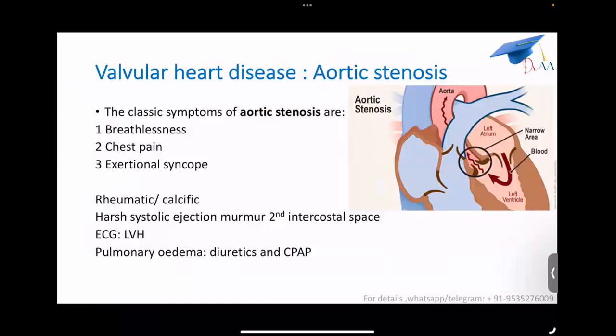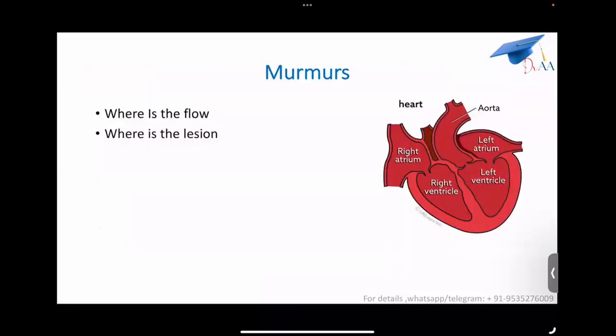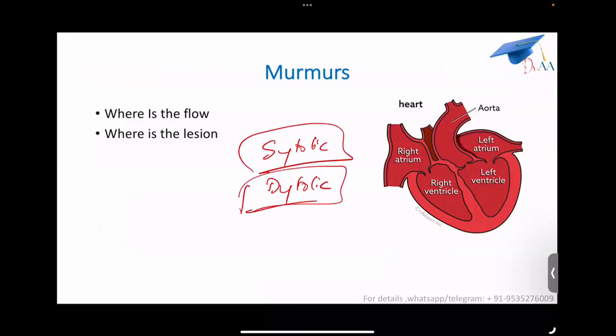So we'll just talk about murmurs and we'll stop the class. Valvular heart diseases will continue from the next class. I'm just talking about murmurs, how to appreciate or predict whether it is a systolic or diastolic murmur. In a murmur, first you need to see which murmur it is, systolic or diastolic. Depending on the lesion, you can easily predict it. First, we'll take an example of the left atria and left ventricle.